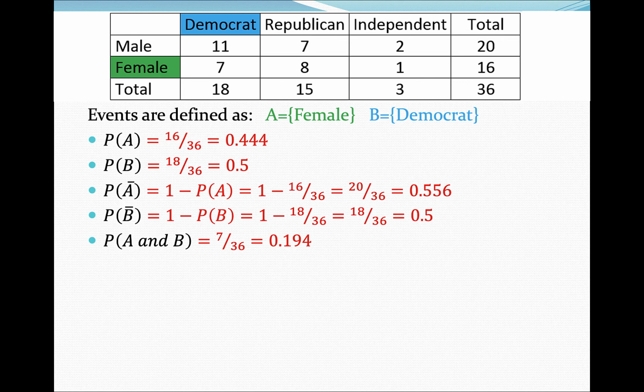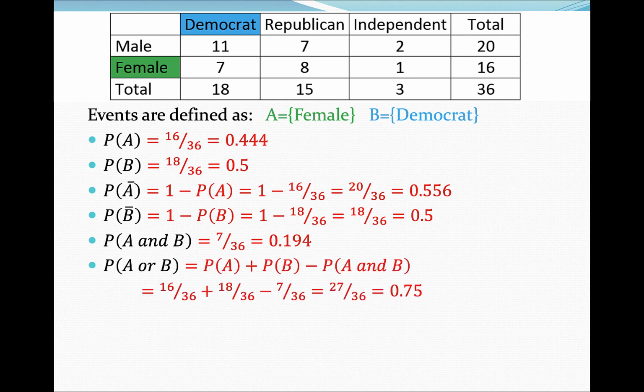But it's way, way easier to just use the rule, in my opinion. You take the probability of A plus the probability of B minus the overlap, the probability of A and B, and that'll give you the total probability of A or B. So the probability of A is 16 over 36, the probability of B is 18 over 36, and the probability of A and B is 7 over 36, so you just take 16 plus 18 minus 7, which gives you 27 over 36, and that will give you the probability of A or B, which is 0.75.